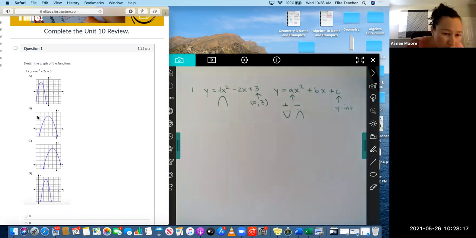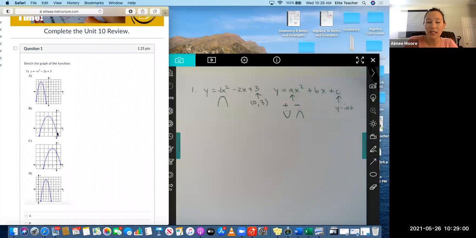So I got a D, but it wouldn't be D because it needs to cross the y-axis at 3. This one is not showing that it crosses the y-axis. No, it's not B. Remember, it has to cross the y-axis at 3. That one's crossing the y-axis at -1. It is opening down, but it doesn't have the correct y-intercept.